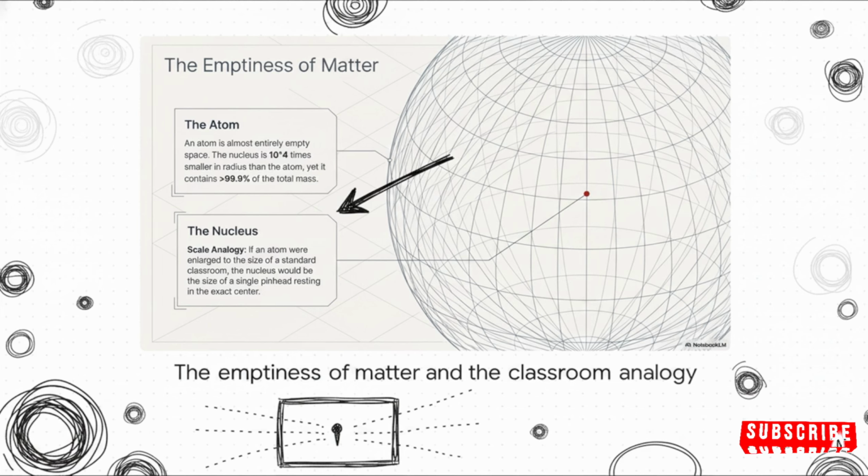If you magically blew up an atom to the size of a giant university lecture hall, the nucleus, which literally carries almost all the weight, would be the size of a single tiny pinhead resting perfectly in the exact center of the room. The rest of that huge space? Just the electron cloud. It is profoundly empty.